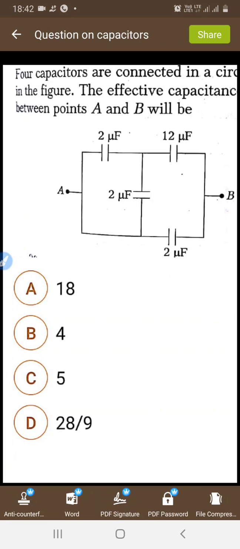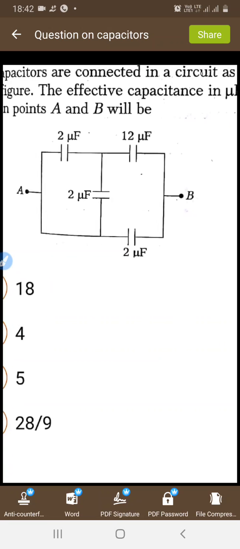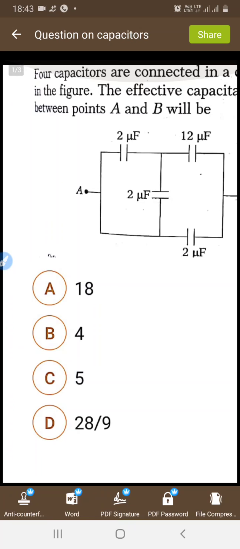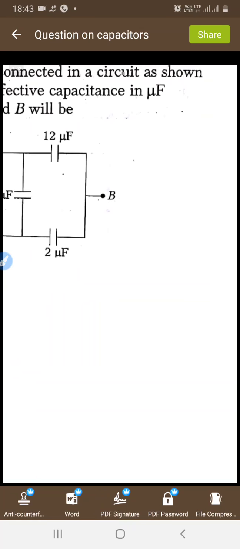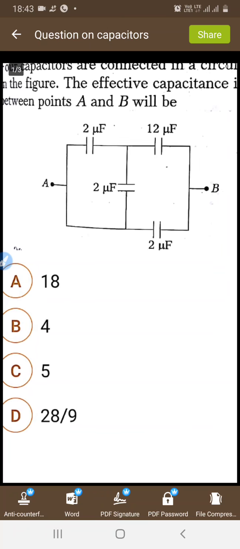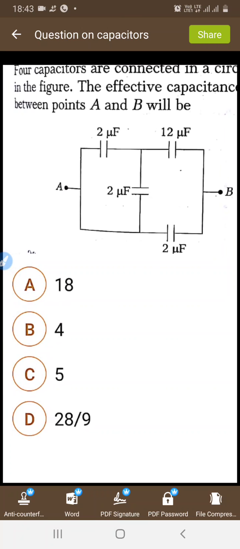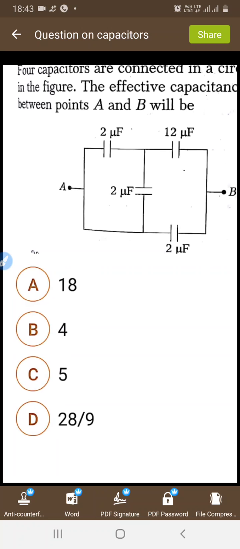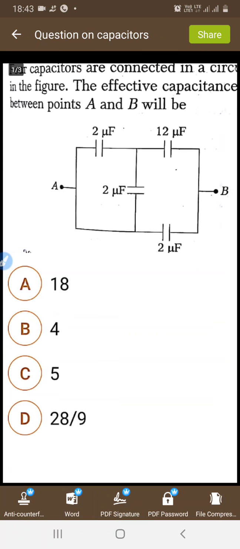Here is a set of three questions based on capacitors. I read the first question. Four capacitors are connected in a circuit as shown in the figure. The effective capacitance in microfarad between points A and B will be. Here is the circuit. Option A 18 microfarad, option B 4 microfarad, option C 5 microfarad, and option D 28 by 9 microfarad.